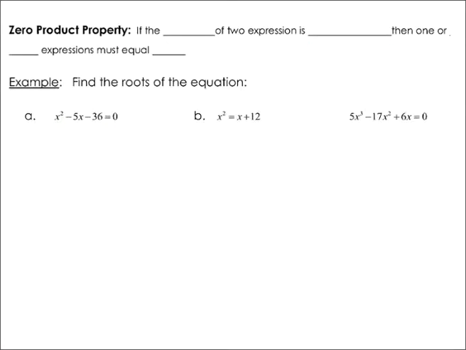Alright, the zero product property: if the product, remember product just means you're going to multiply, the product of 2 expressions is 0, then one or both expressions must equal 0. Alright, let's look at some of these.